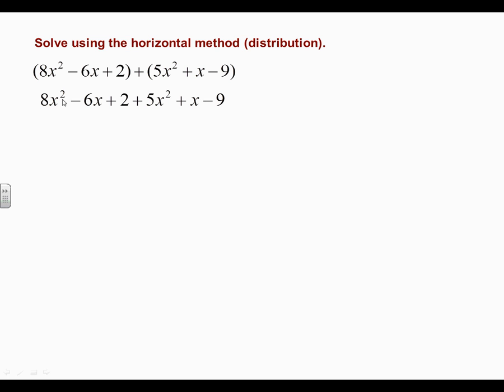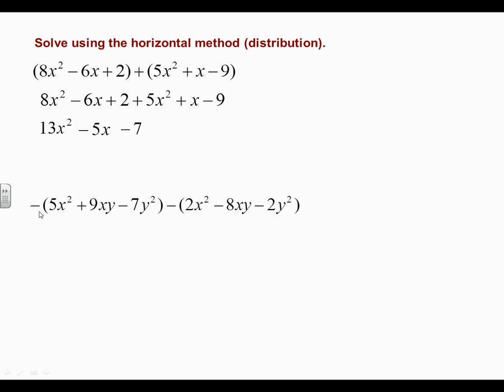So 8x squared plus 5x squared, I'm adding those first because they have the highest exponent of x. So 8 plus 5 is 13x squared. And then negative 6x plus 1x is negative 5x. And then numbers go at the back. So 2 minus 9 is negative 7.